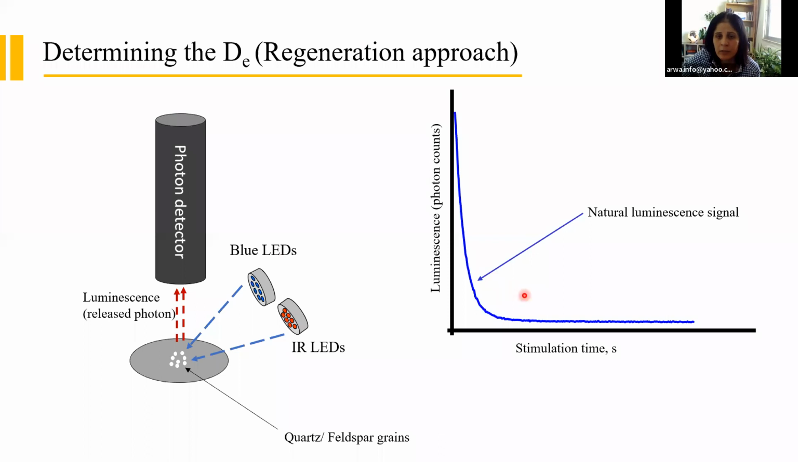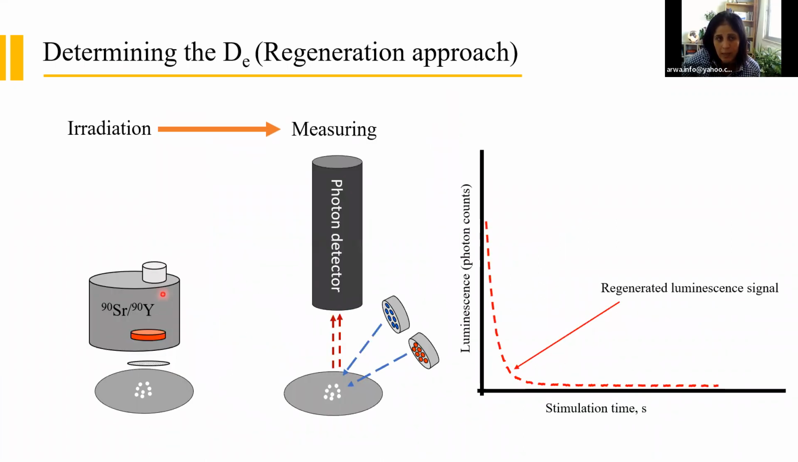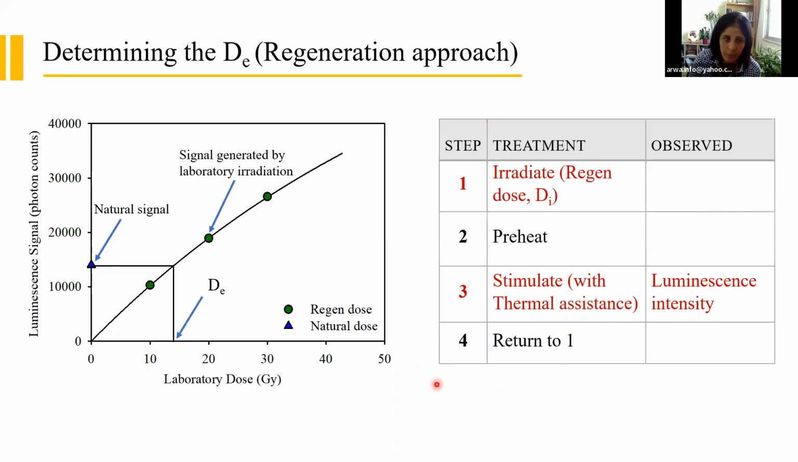And here is the energy, the luminescence intensity of the natural signal from the sample. Later, we irradiate the same sample again using a beta source, and repeat the measurement for the same sample. This time we call the signal the regenerated luminescence signal. This process is done several times, or in several cycles.